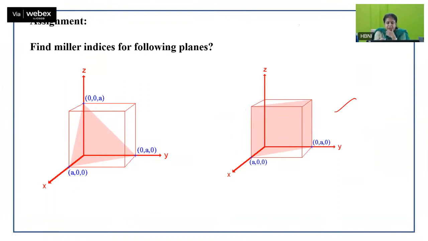So it is dividing my X axis, on which my A lattice parameter falls, into one part, and the B axis into one, but it is not touching the C axis at all. So what is the Miller indices of this? Dividing A into one part, dividing B into one part, but not touching the C axis at all. Clear? Okay. Similarly, for this plane, it is intersecting my A axis into one part, B into one, C into one. So it is 1/1/1.